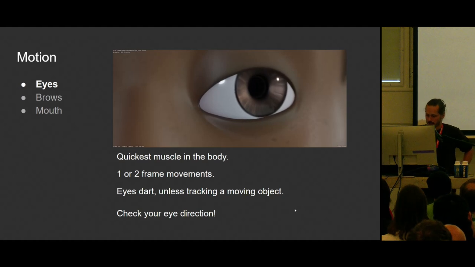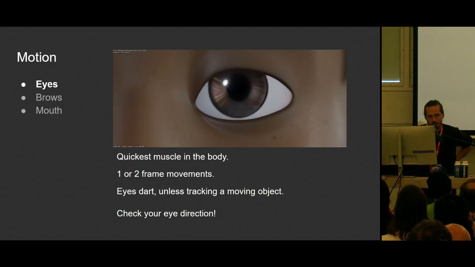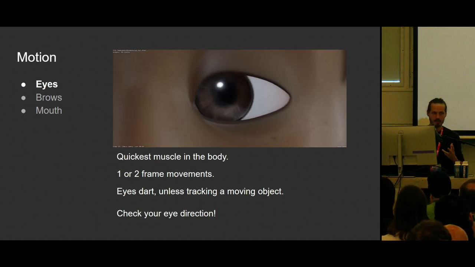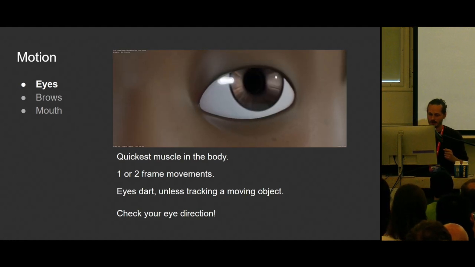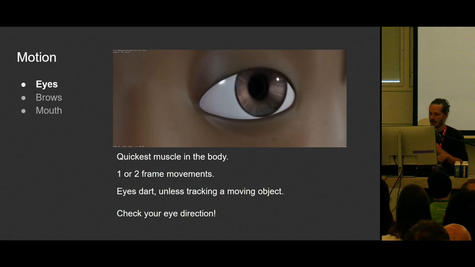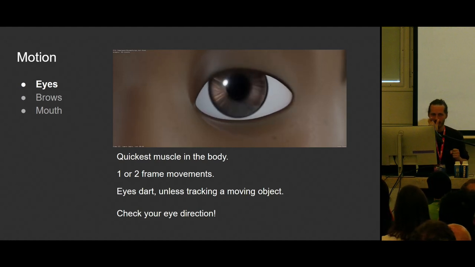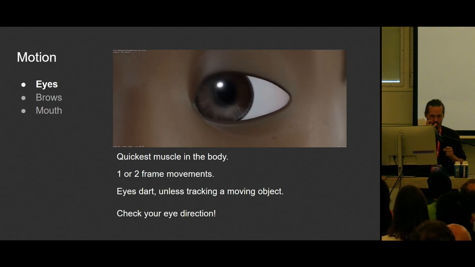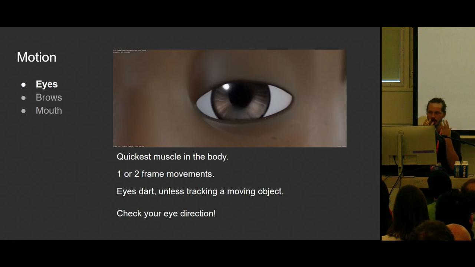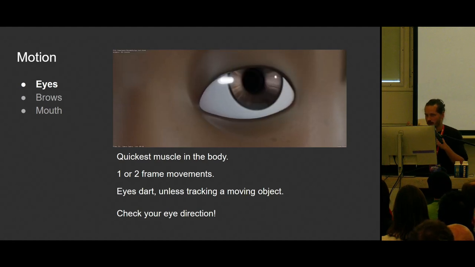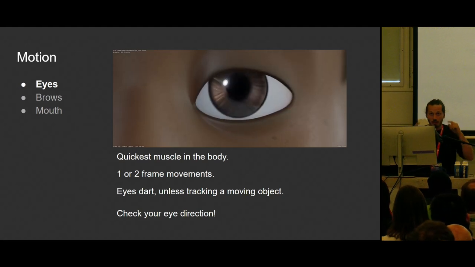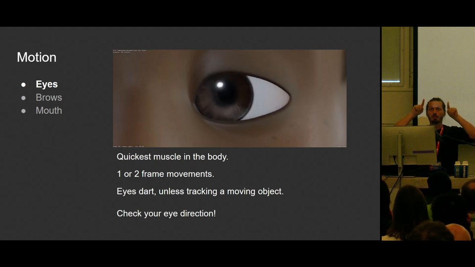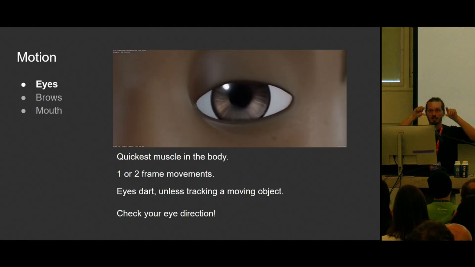The eyes. Quickest muscle in the body. Generally animate on one frame, like a dart. One or two frame movements. When you go slower than that, it starts to become very floaty, and it's hard for people to recognize where a character is looking at, for example. So eyes dart, even if I go from up to down slowly, it will always stagger.